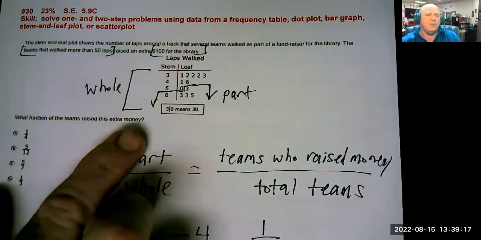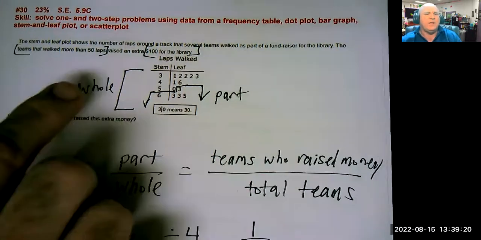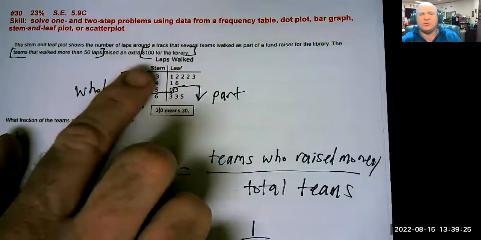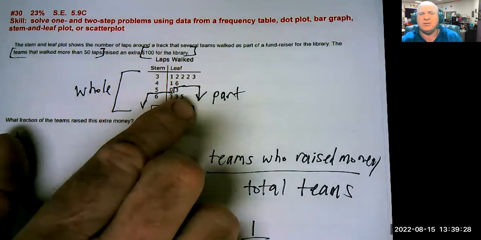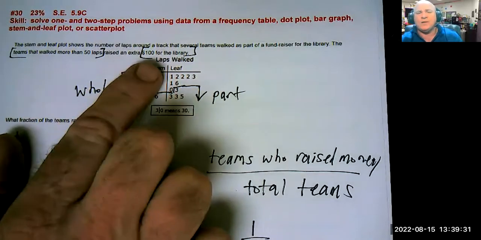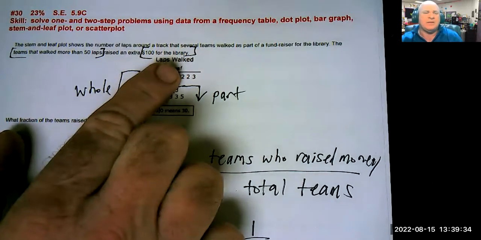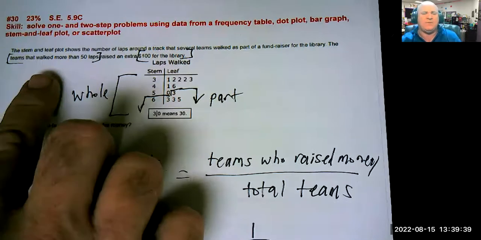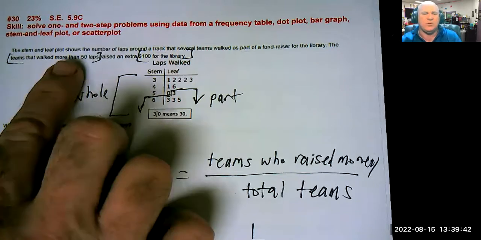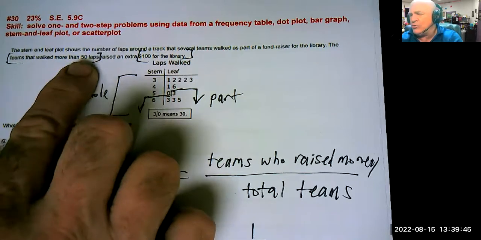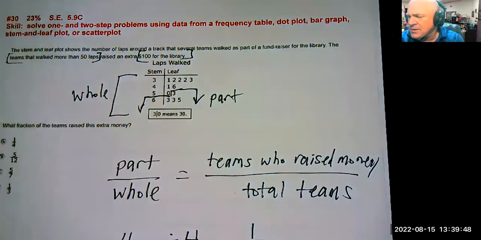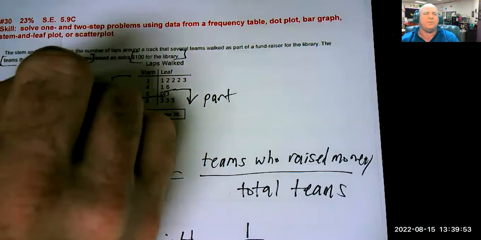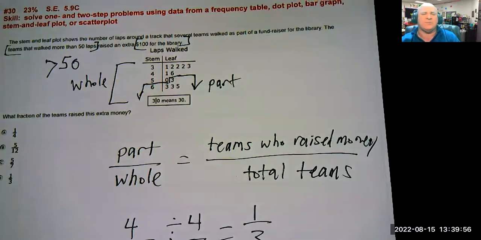The stem, tens, and leaf, ones, plot shows the number of laps around a track that several teams walked as part of a fundraiser for the library. The teams, keywords, highlight, that walked more than 50 laps, not equal to, not less than, greater than 50. That means whatever number that you select has to be higher than 50. Raise an extra $100 for the library.